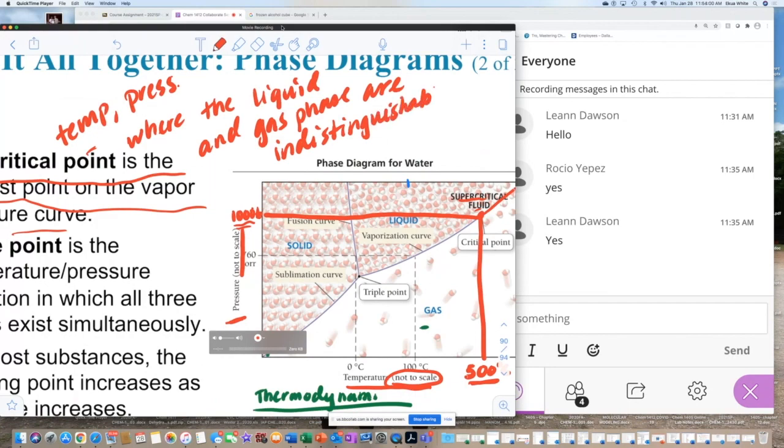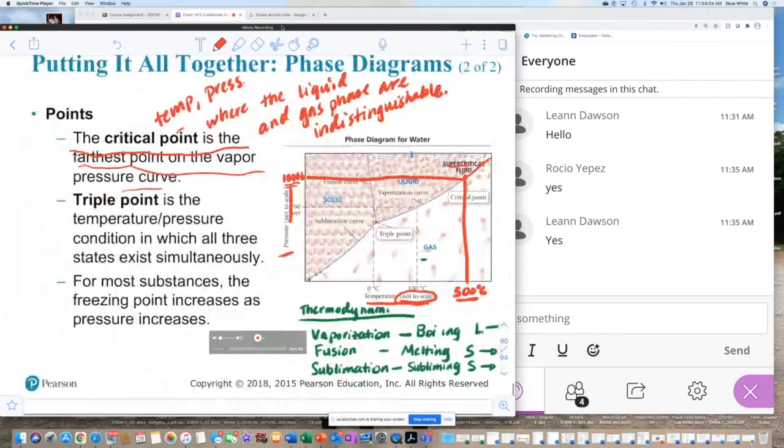indistinguishable. Oh, I'm doing much better with spelling right now. I wasn't doing so well this morning. It was too early, right?